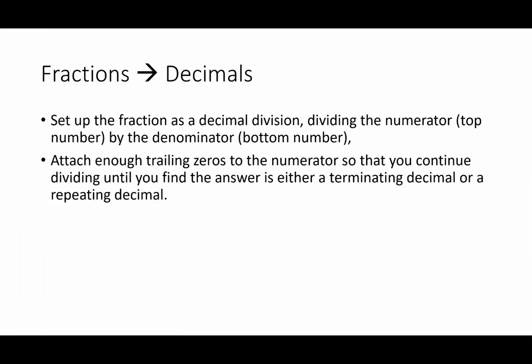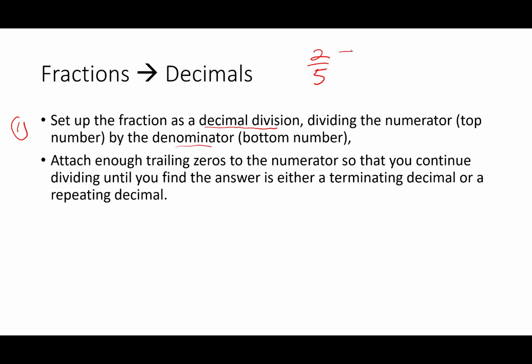We will look at how to convert fractions into decimals. In general, there are two steps to convert a fraction into a decimal. The first step is to set out the fraction as a decimal division. Remember, a fraction is, for example, 2 over 5. So we set it out as a decimal division, dividing the numerator by the denominator.